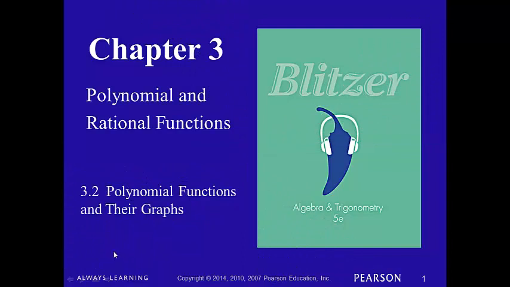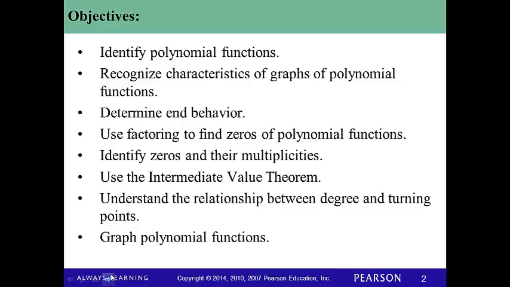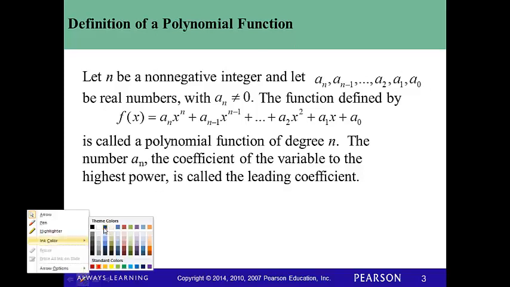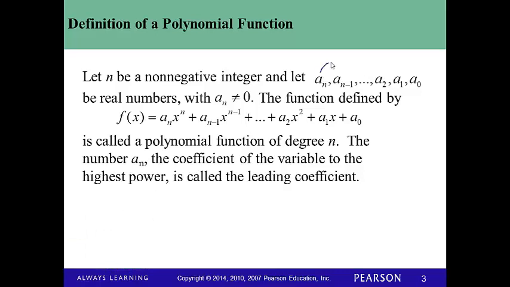Alright, 3.2 is on polynomial functions and their graphs. Here are our objectives. So let's start with the definition of a polynomial function. So n is a non-negative integer, and a sub n all the way down to a naught represent real numbers, where a sub n is not equal to 0. The function defined by f of x equal to this expression is called a polynomial function of degree n.